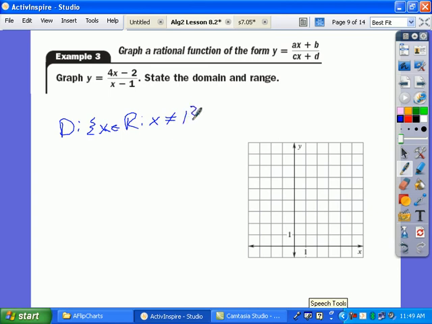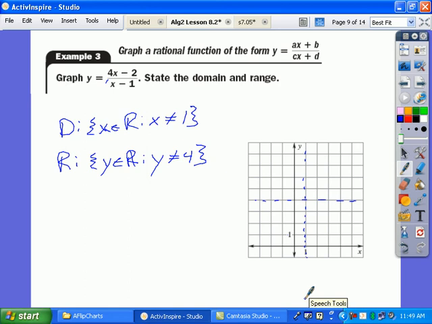Now, if we want to talk about the range, we need that previous knowledge from the previous slide that says the range is going to be all real numbers except for 4 divided by 1, a over c. So this is a, this is c, and so y cannot equal 4 divided by 1, which is just 4. And that's going to be where the horizontal asymptote is. So as we proceed in graphing, as soon as we identify the asymptotes, we can identify the domain and the range.